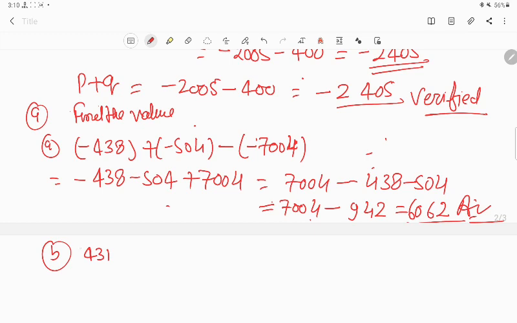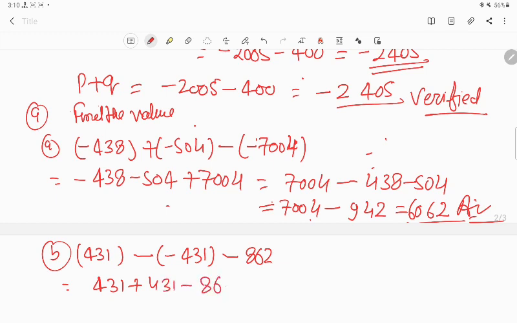And now you see B: minus 431 in common bracket minus 431 common bracket close minus 862. Then add the simplified: 431 plus 431 minus 862 is equal to, add this, 862 and only one negative, 862. So 862 minus 862 is equal to 0.